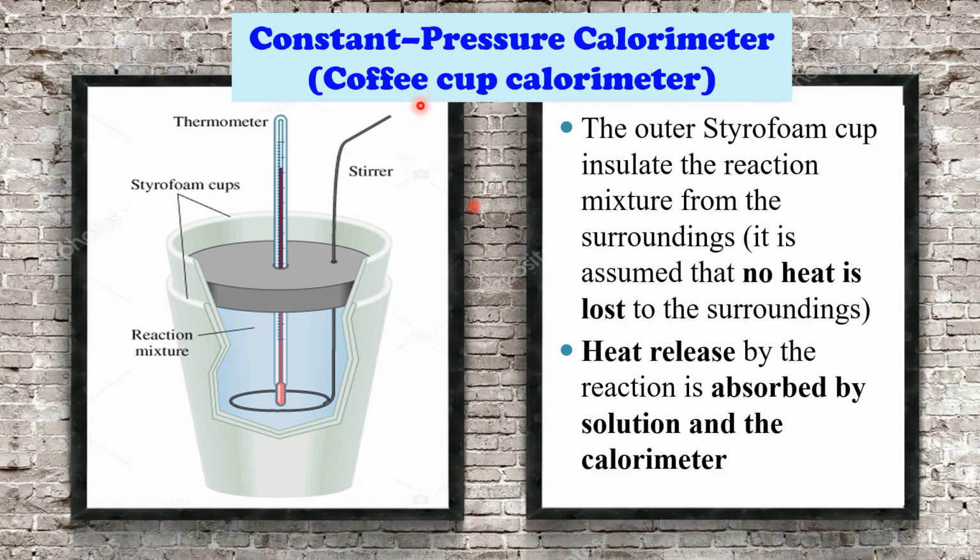Another name for the simple calorimeter is the coffee cup calorimeter, which consists of styrofoam cups that act as an insulator for the reaction mixture from the surroundings. So we can assume that there is no heat loss to the surroundings. And then we have a thermometer and a stirrer. Therefore, heat released by the reaction is absorbed by the solution and the calorimeter.